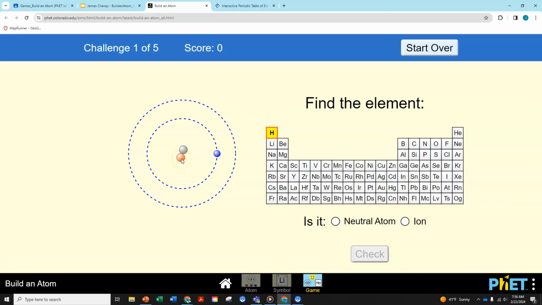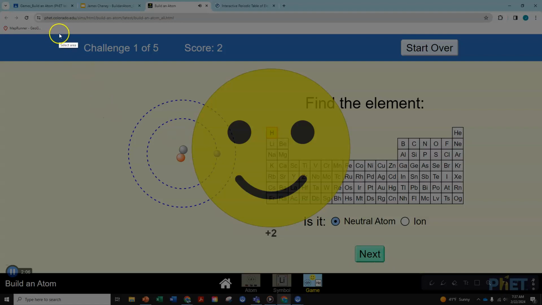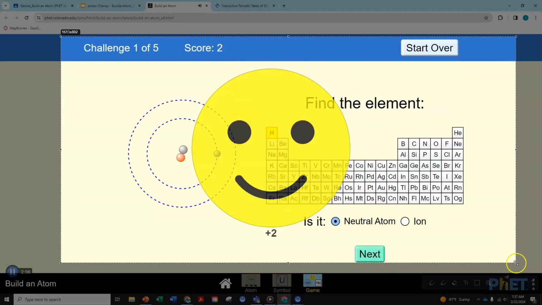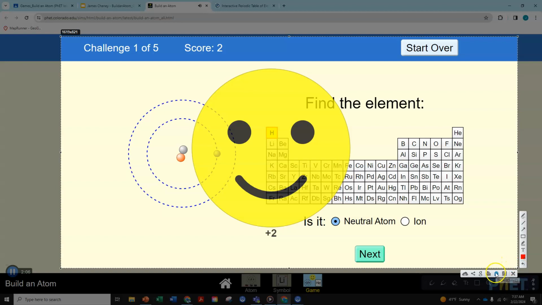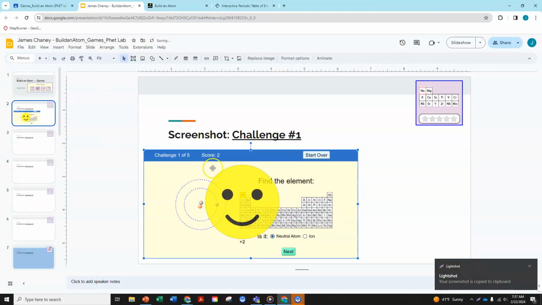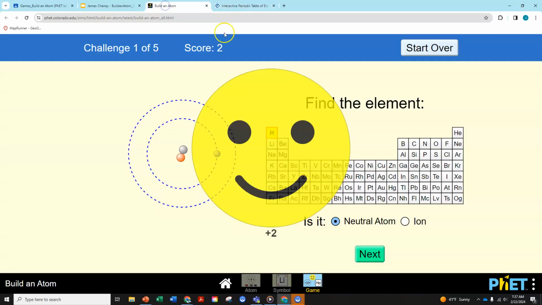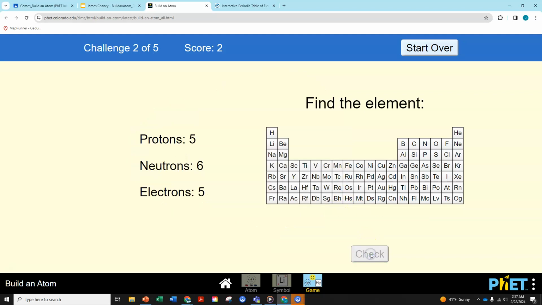And since we have 1 proton, 1 electron, they cancel each other out as far as charges go. So positive charge, negative charge. So this is going to be a neutral atom. I'm going to check that, and I'm going to do a screenshot of this whole thing that shows that it's challenge 105 and that you got your happy face. And we're going to copy that, go back over to our slide deck, and paste it on here just like so. So let's do a second one just to see a different type of question.